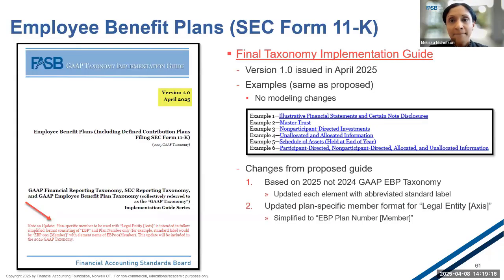Next slide, please. So as to the taxonomy implementation guide, version 1.0 of the employee benefit plans, including defined contribution plans, filing SEC Form 11K is now available. The examples are the same as what was provided in the proposed guide. There has been no modeling changes. You will still see these 6 examples with multiple subparts illustrated.